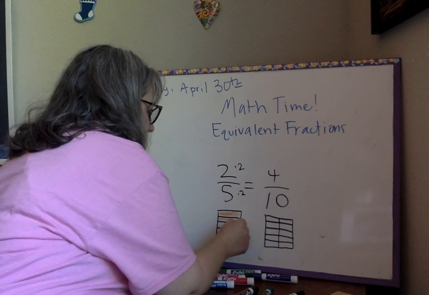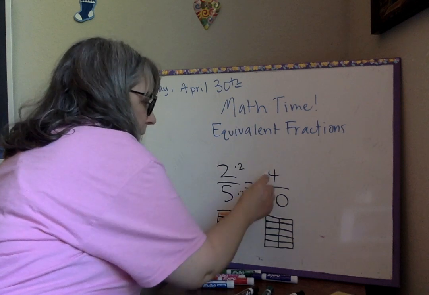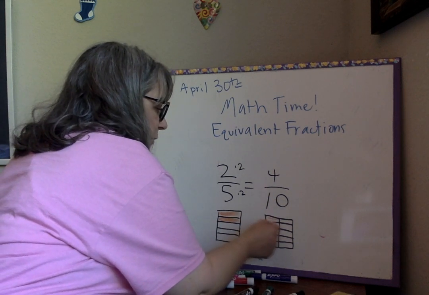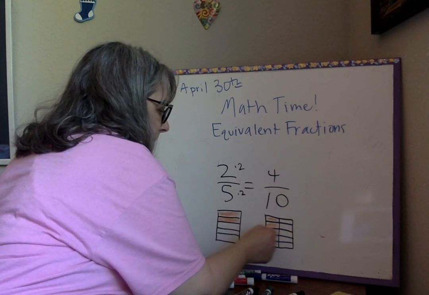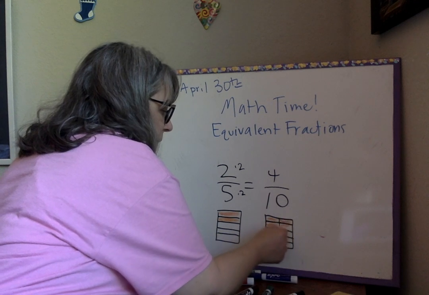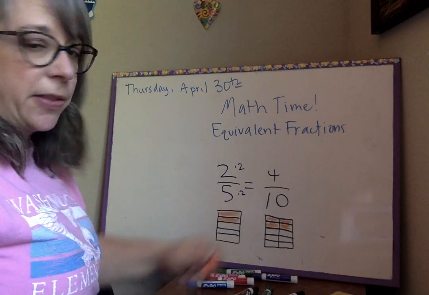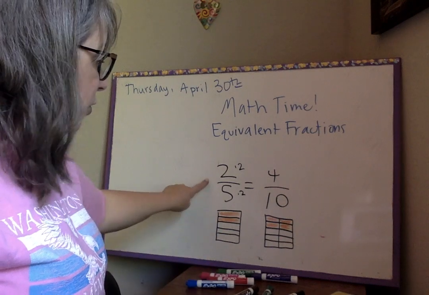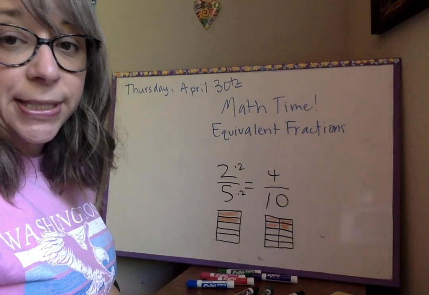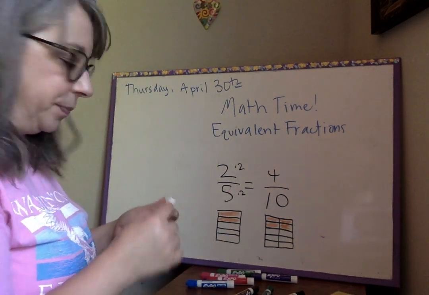So here's our 2/5. And how many parts are we going to shade in here? We're going to shade in 4. So as you can see, those look pretty equal. So 2/5 is equivalent to 4/10.